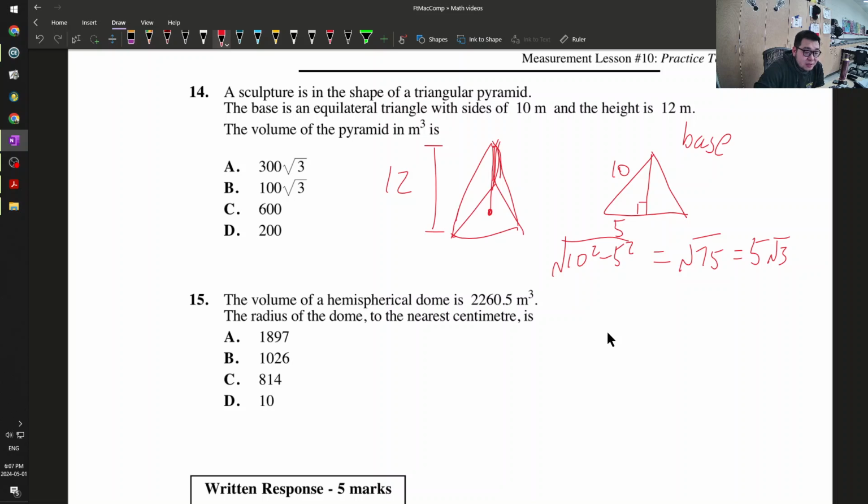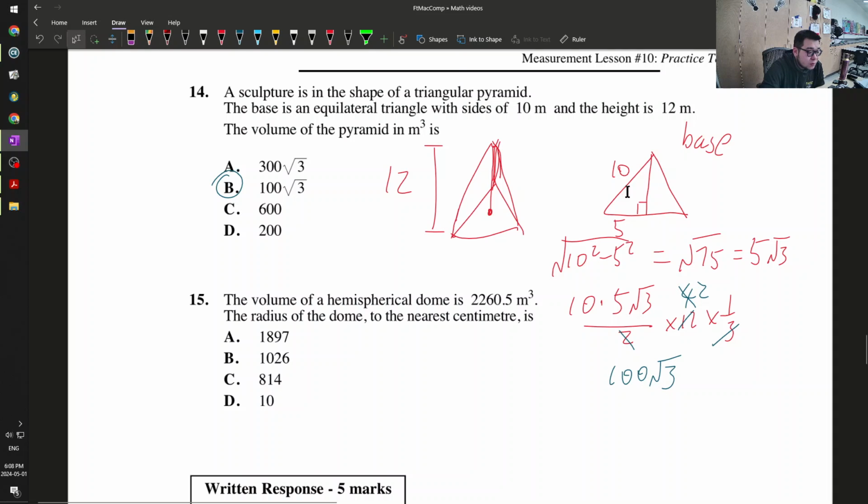Base times height. Base is 10 times 5 root 3 divided by 2. This is the area of the base, and then you multiply by the height, which is 12, then multiply the whole thing by 1/3 because it is a pyramid. So what is the total? Let's just use some cancellation first. 3 and 12 cancel, leaving you 4. 2 and 4 cancel, leaving you 2. 10 times 5 is 50. 50 times 2 is 100 root 3. So 14 is B. 15.